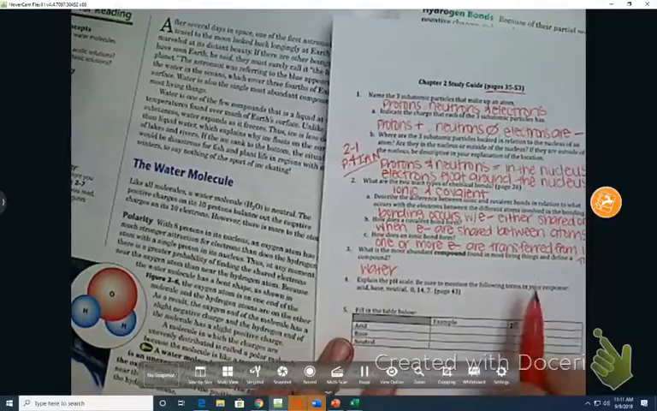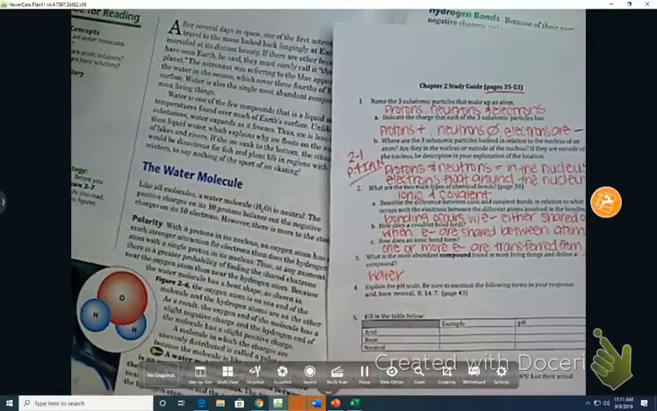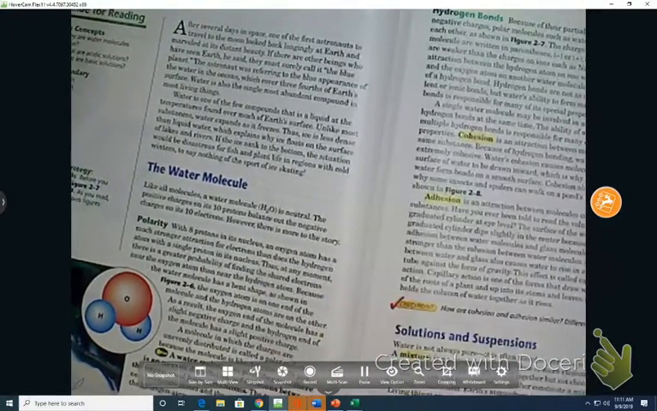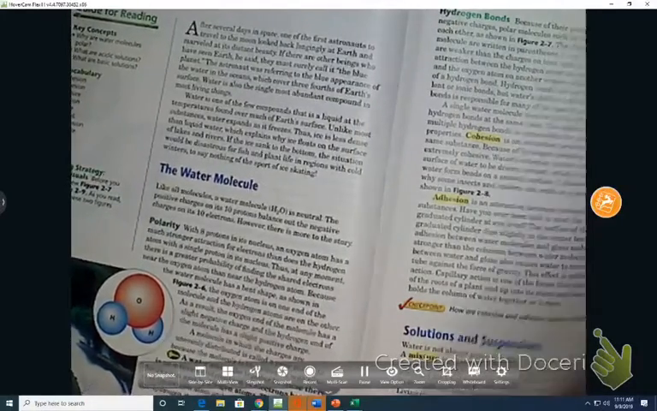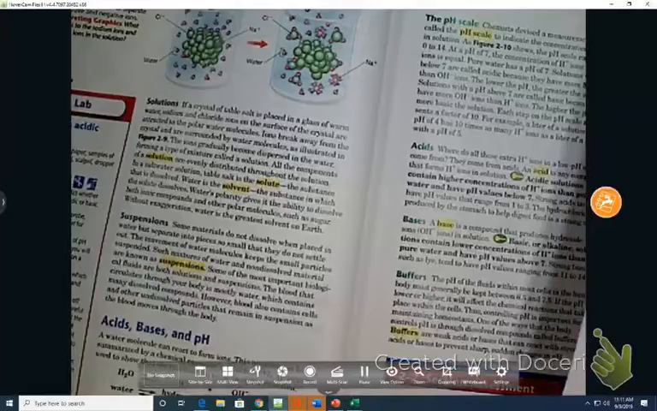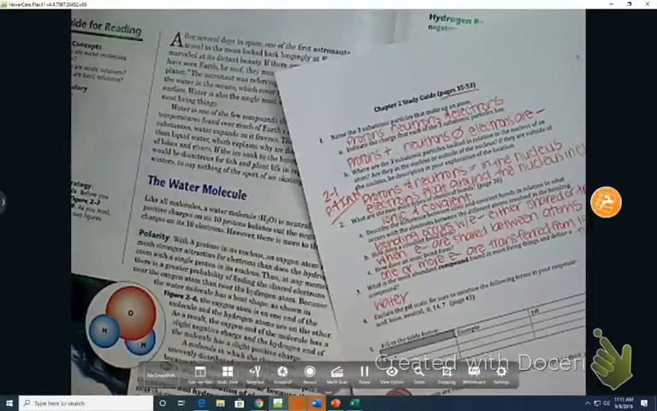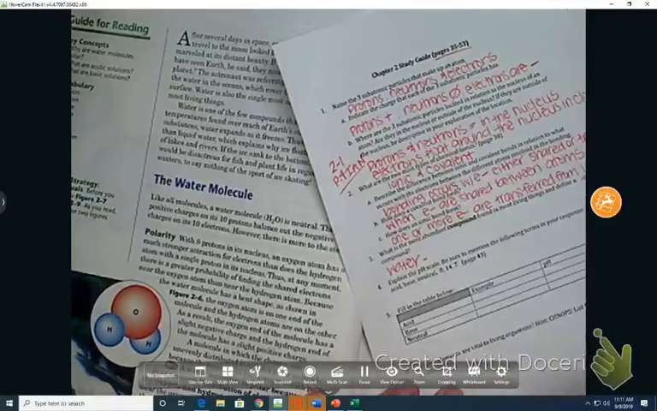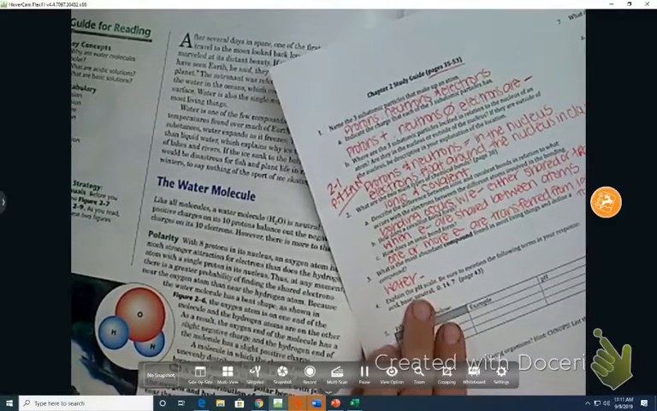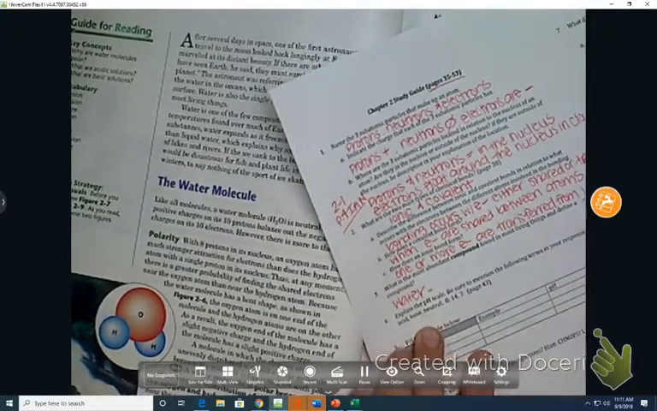And it asks, what is a compound? So let's see, do we have the word compound in here? I'm not seeing it. So if you don't know where it is, then you should go back to your definitions that we did in the very beginning of this unit.